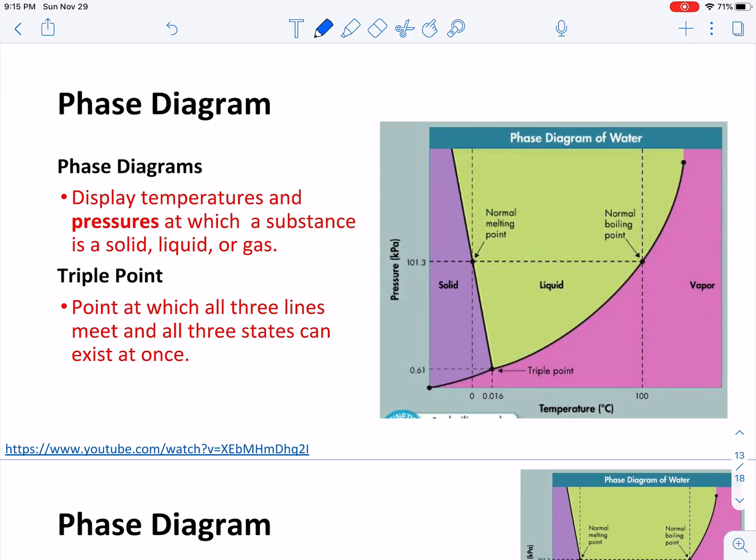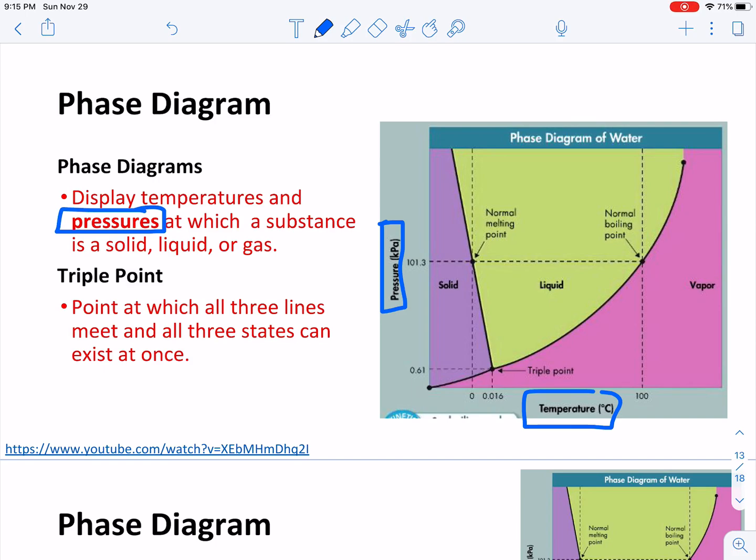Now, temperature is not the only thing that can cause phase changes. You also have pressure, and this is something we're going to get into a little bit more when we talk about gas laws. But you can have what's called a phase diagram, which shows the states of matter at what temperature and what pressure. So we tend to talk about the states of matter assuming that we're at sea level standard pressure, which is usually one atmosphere or 101.3 kilopascals.